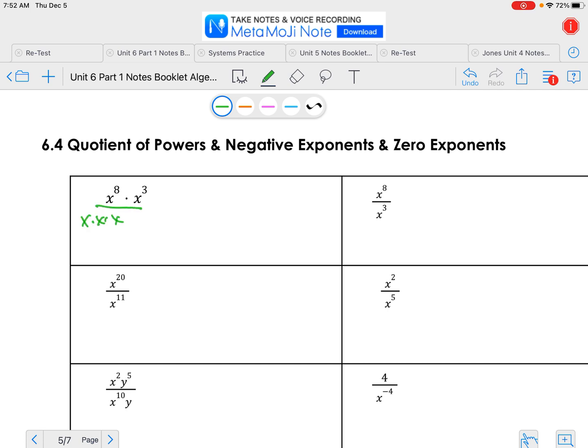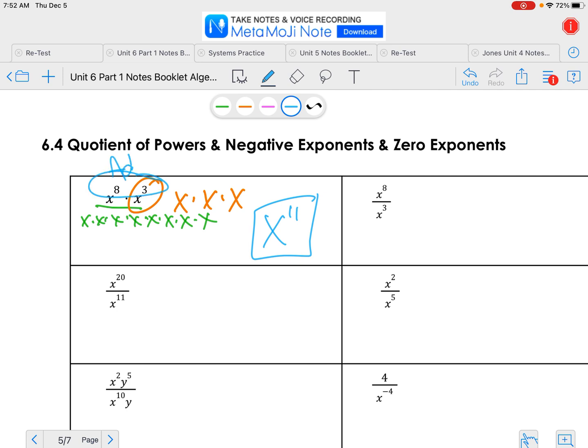x to the 8th means x times itself 8 times. x to the 3rd means x times itself 3 times. We have a total of 11. So what did we do to the exponents? We added them.